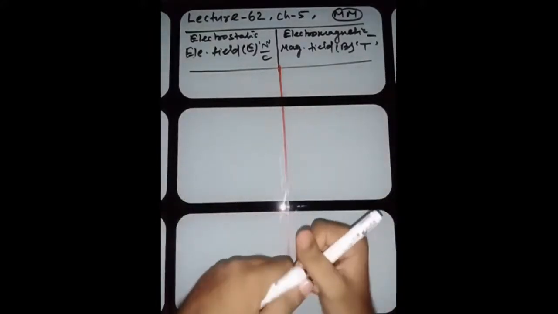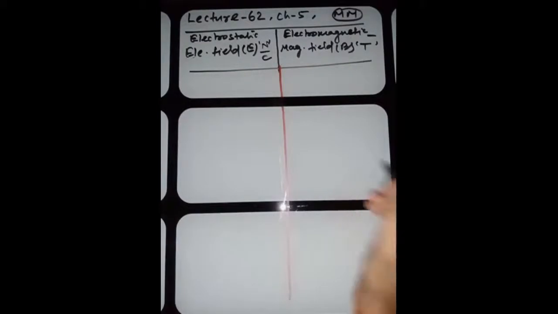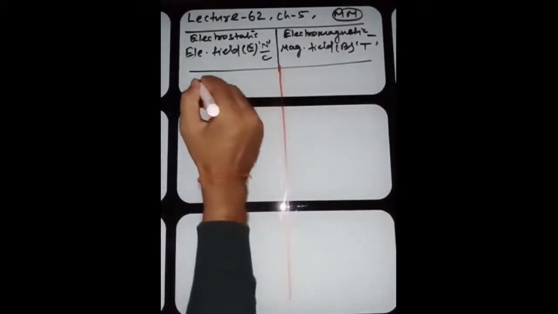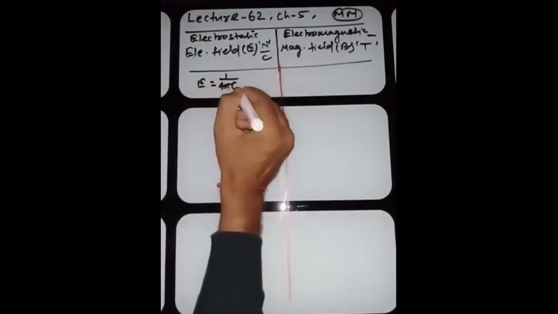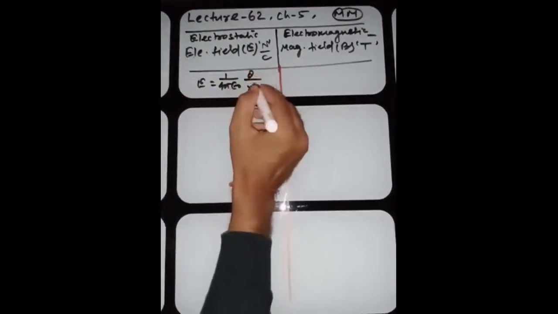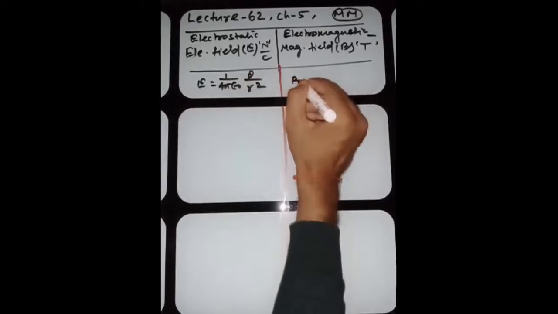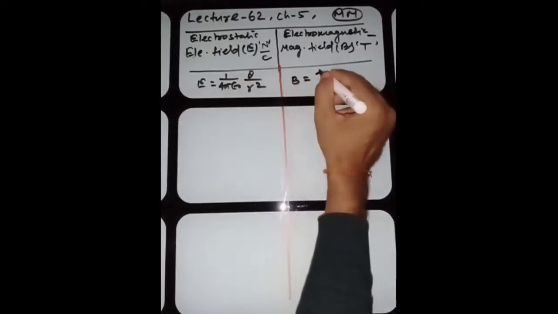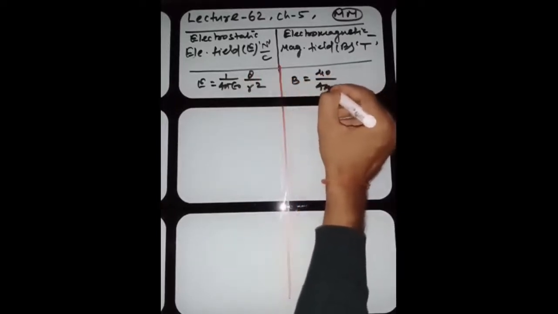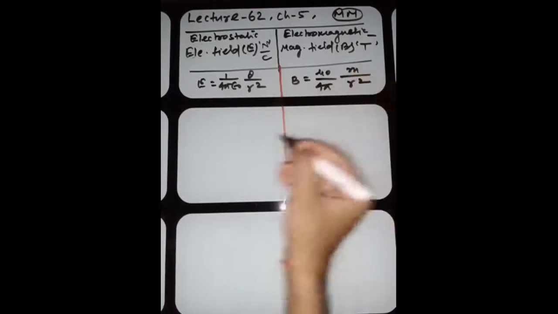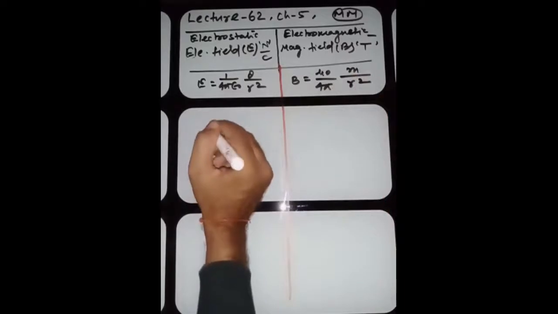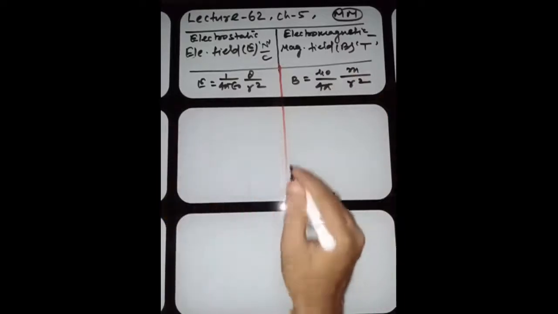In electrostatics, we know that the electric field E is represented by 1 by 4 pi epsilon naught, Q by R square. And here, for the magnetic field, it is mu naught by 4 pi, where Q will be replaced by M, by R square.